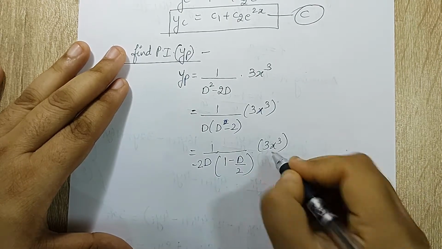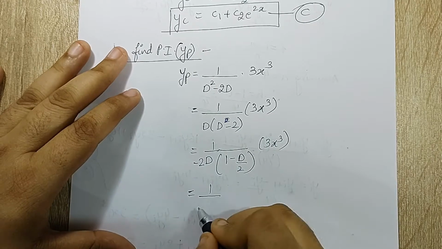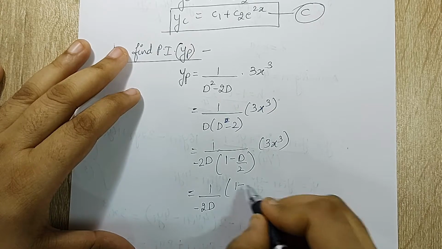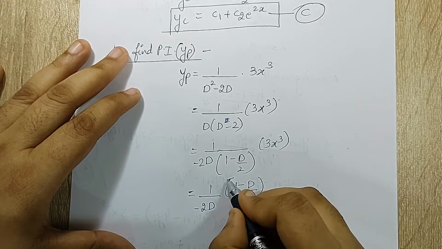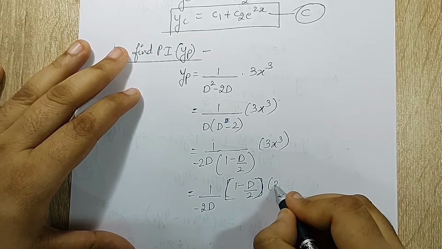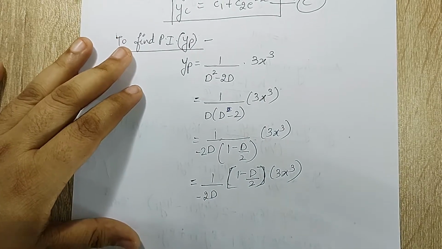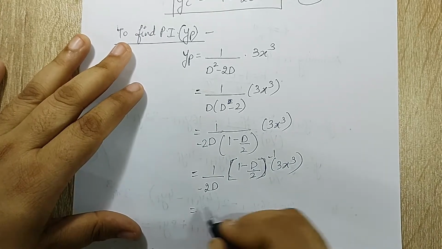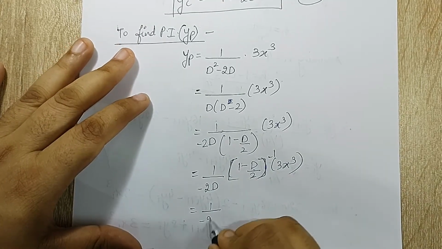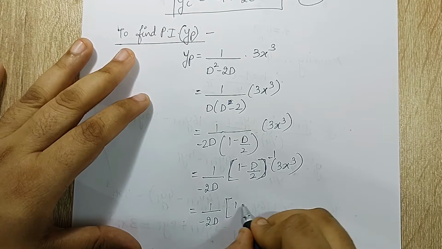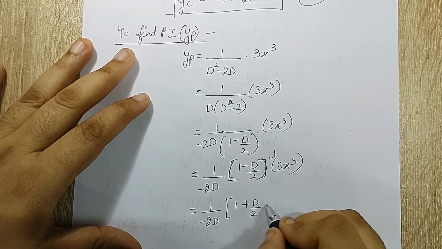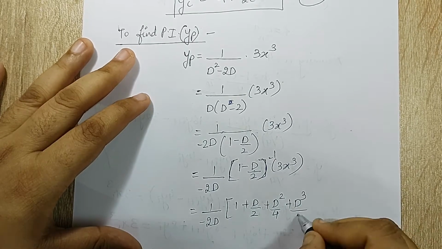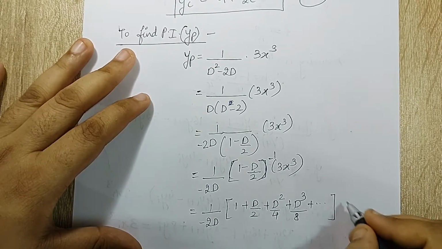And this is 3x cube. Now 1 upon minus 2D remains as it is. This term, if I take it to the numerator, it becomes 1 minus D by 2, and this is 3x cube. This is 1 minus x inverse. So I can write the formula 1 upon minus 2D. The formula will be 1 plus D by 2 plus D square by 4 plus D cube upon 8 and so on and so forth. I can keep on writing.